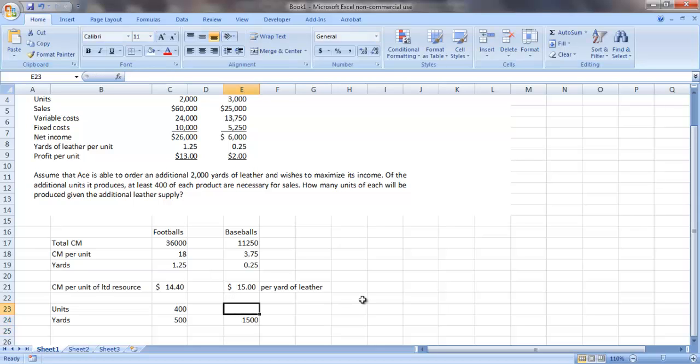So with those 1,500 yards of leather, I can say, well, 1,500 yards divided by the 0.25 yards of leather necessary to make one baseball means I could make 6,000 baseballs with my extra supply of leather. So again, with this 2,000 total yards of leather, I'm going to produce 400 footballs, the bare minimum, since they are the least profitable product. And I'll have enough left over to make 6,000 baseballs, the more profitable product.